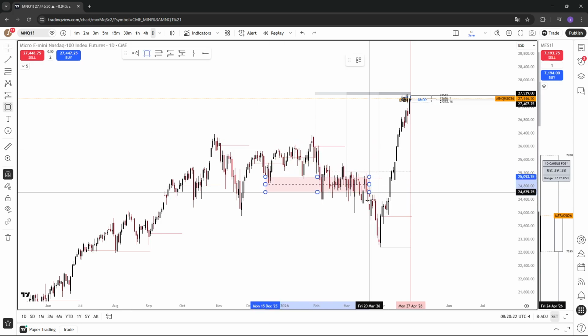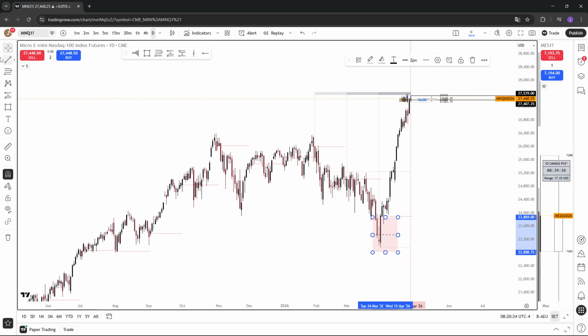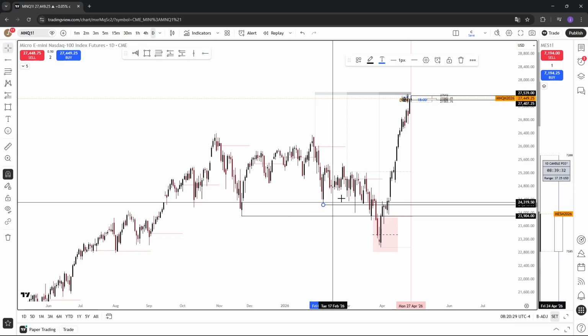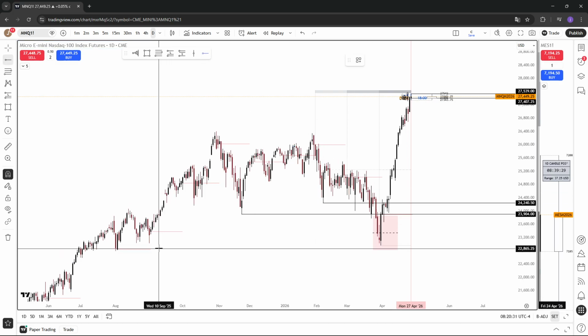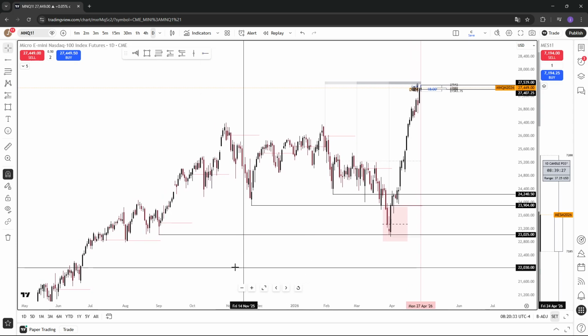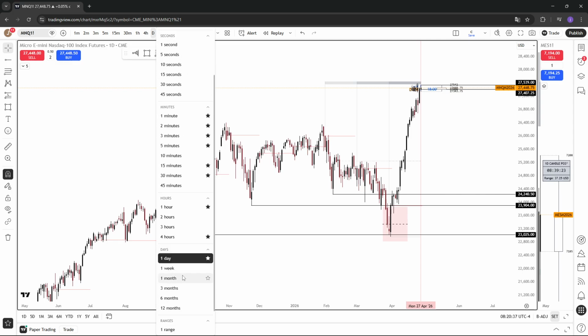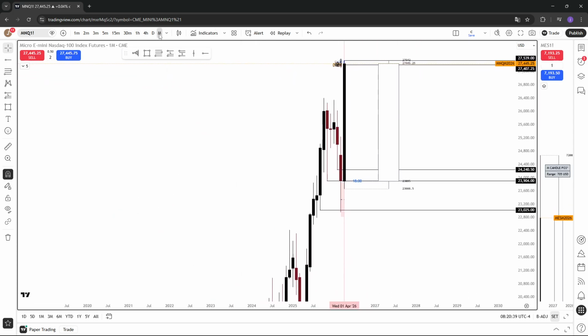Accumulation. This also accumulation. We start to manipulate lower. What are we taking out? These lows. These lows. Did we take these? Yes, these lows. We tap into, I think this was actually a monthly order block. Am I stupid? I'm insanely stupid.